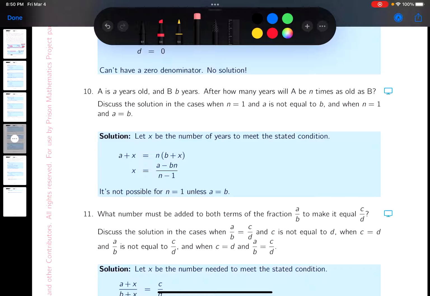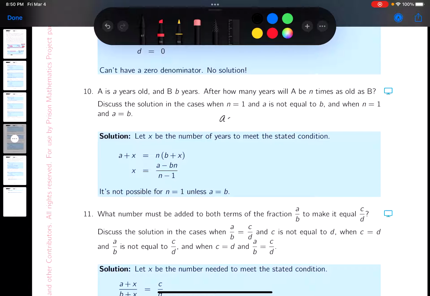Okay, let's read through. It says, A is a years old, B is b years old. After how many years will A be n times as old as B? Well, I'm going to say x is the number of years. This is the how many years. I don't know. So I'll say, how old will A be in x years?